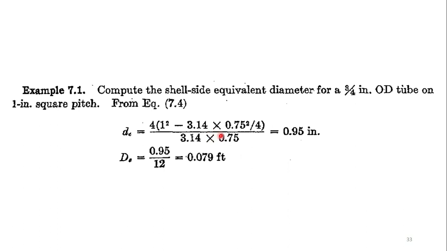After putting in the values, the answer will result in inches, and you can convert it into feet by dividing by 12. So 0.79 feet is the equivalent diameter of the shell side, with the outer diameter of the tube being 3/4 inch and the 1 inch square pitch.